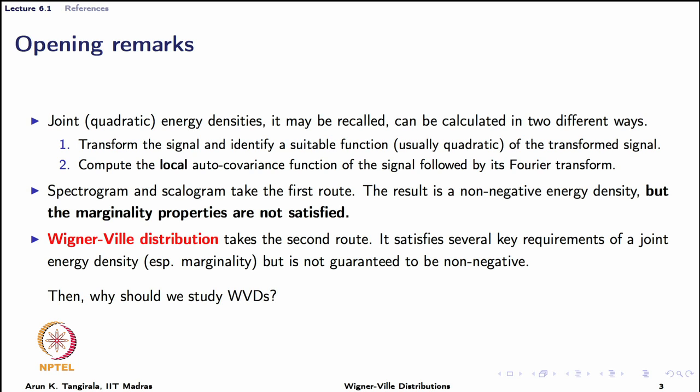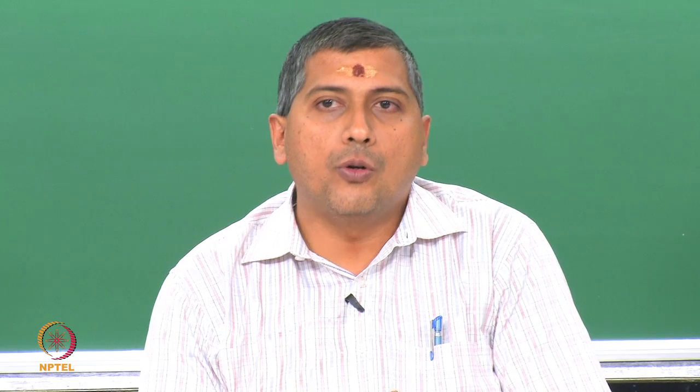For a specific class of signals, maybe the WVD can turn out to be non-negative, but not necessarily for all signals. So, why should we really study Wigner-Ville distributions is a question if it is not going to be non-negative. Well, although it does not guarantee a non-negative energy density or distribution, the good thing about it is it serves as a prototype for several other distributions that came along.